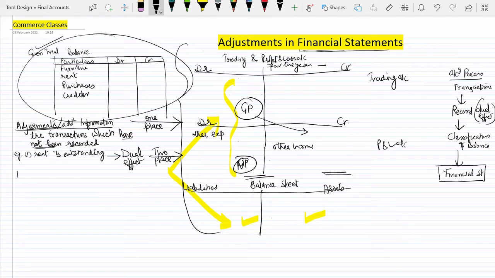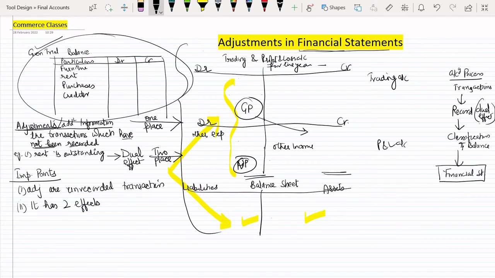So what we are to remember here, just 2 points. Number one, adjustments are unrecorded transactions. These haven't been recorded, so each has two effects, and we are to record both the effects.